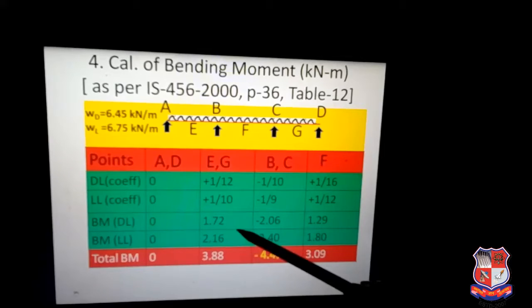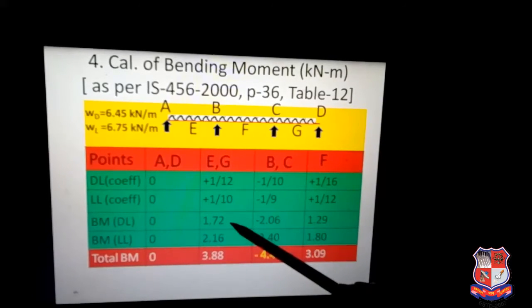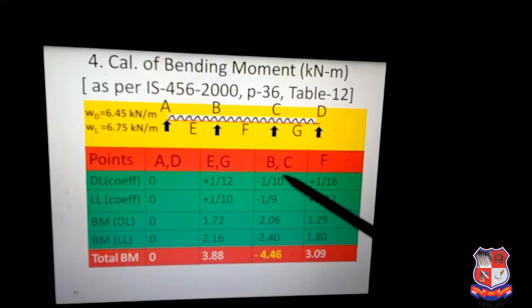Now we have to calculate the bending moment. So the bending moment for dead load, the coefficient is +1/12 multiplied by the UDL 6.45 multiplied by the span. Multiplying all these three, we get 1.72 kilonewton meter. Similarly for BC, it is -1/10 multiplied by UDL 6.45 multiplied by span, giving -2.06, and similarly here that is 1.29 for the point F, for the dead load bending moment.